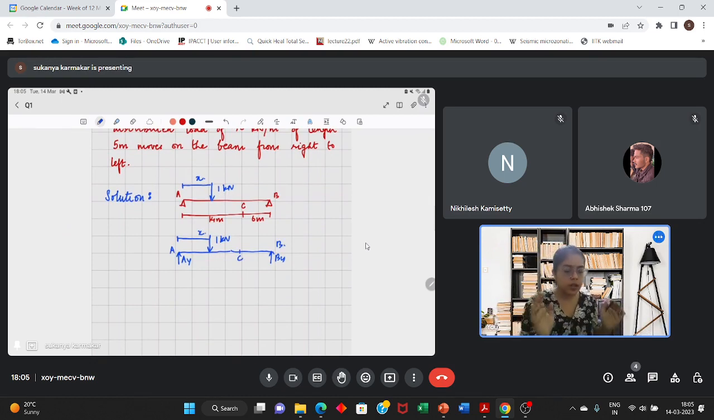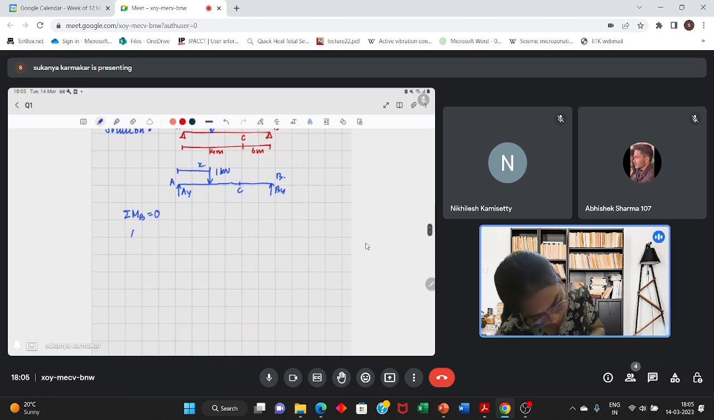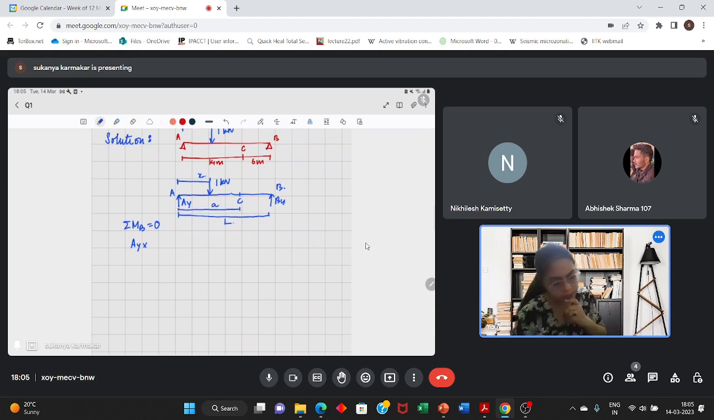Now first, I just want to calculate the support reactions. What will be the value? So I am taking the moment about point B equal to 0. So AY into, for the time being let this length be L, and let this distance be equal to a. Then I'll put the corresponding numerical values. I'll just plug in the values and get the answer.